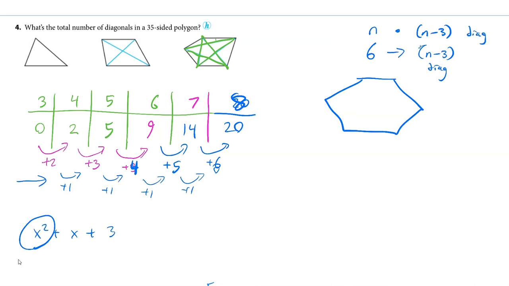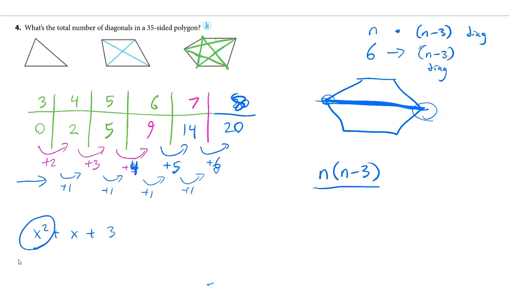Although there's a problem. That means from here I could draw n minus 3. And from here I could draw n minus 3. We are now counting every diagonal twice. We're counting it as being drawn from both endpoints. So actually we have n times n minus 3 as the number of diagonals we could draw. But then we have to divide it by 2 because we're drawing once from the left and once from the right. And we don't want to count every diagonal twice. So we divide it by 2.